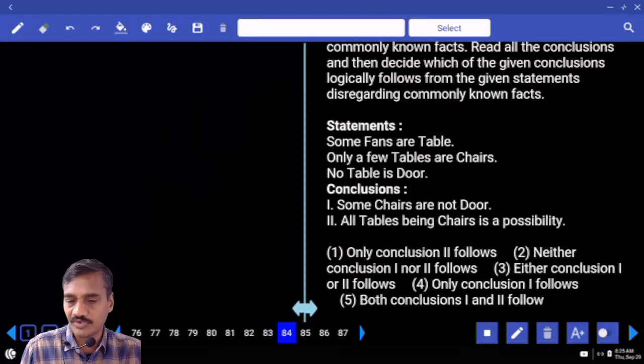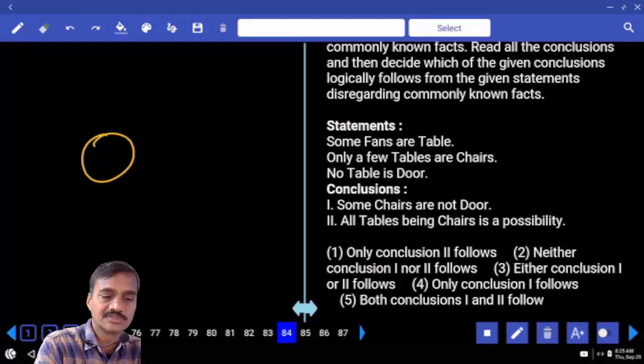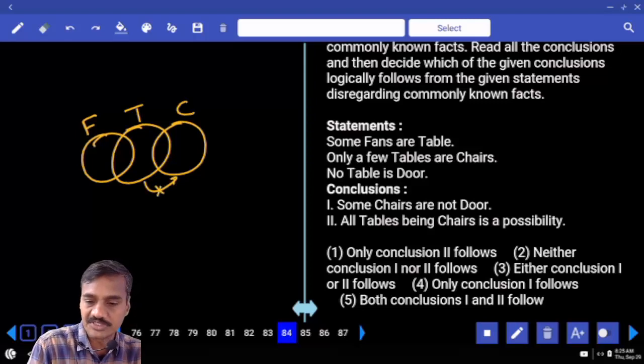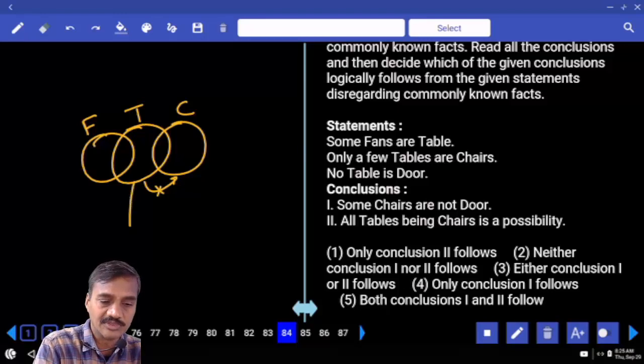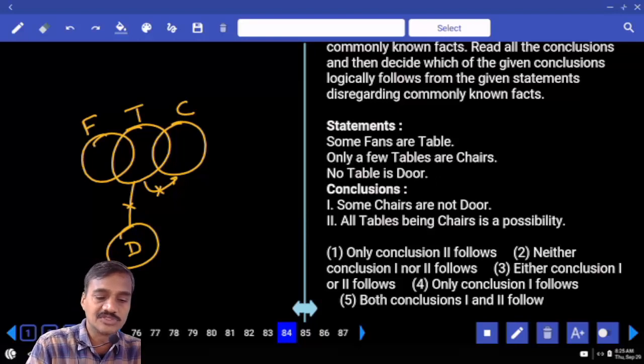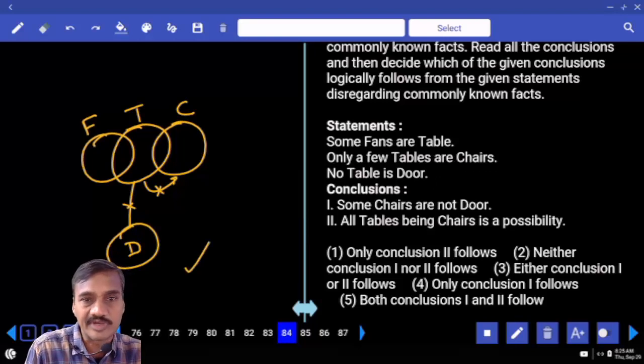The next one, 84. Some fans are tables. These are the fans that are tables. Only a few tables are chairs. Some of the tables are chairs, but not all. No table is door, which means no intersection between table and door. Then the first one, some chairs are not door, is definitely true.